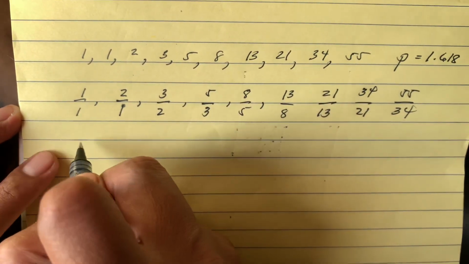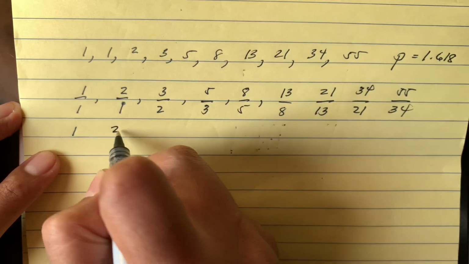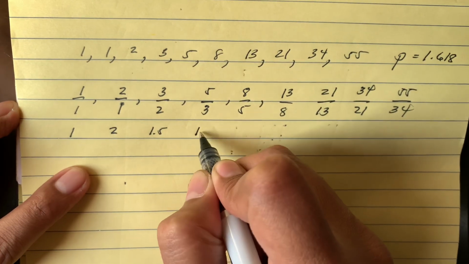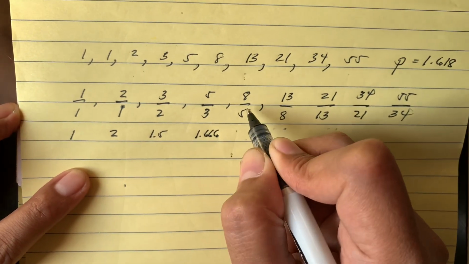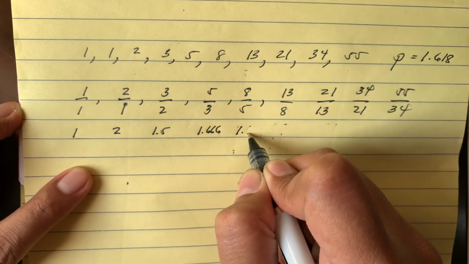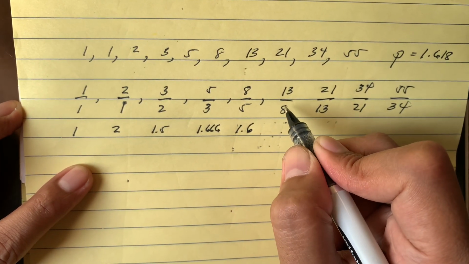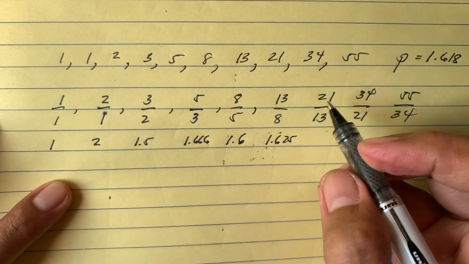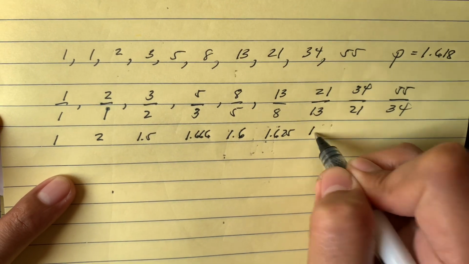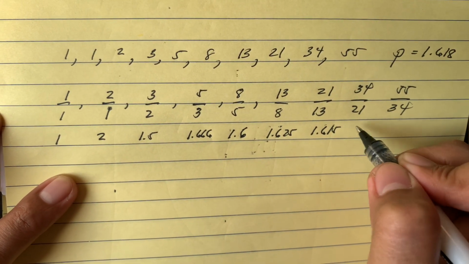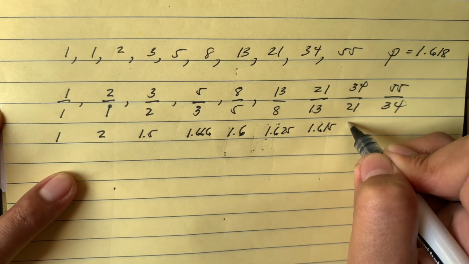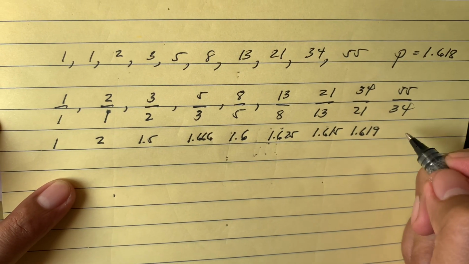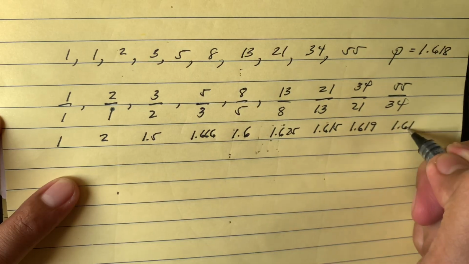Here we have 1 divided by 1, which is equal to 1. Then 2 divided by 1 is equal to 2. 3 divided by 2 is equal to 1.5. Then 5 divided by 3 is approximately 1.666. 8 divided by 5 is equal to 1.6. 13 divided by 8 is approximately 1.625. 21 divided by 13 is approximately 1.615. 34 divided by 21 is approximately 1.619. And 55 divided by 34 is approximately 1.617.